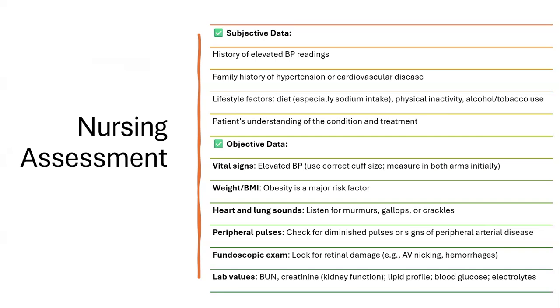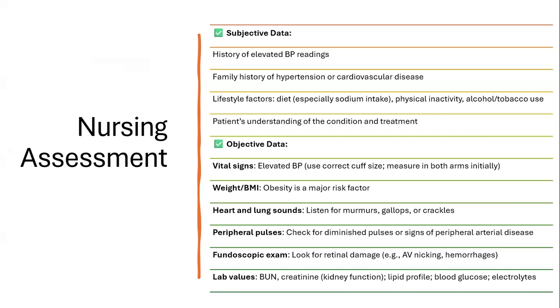Also look at the lab values that the physician has ordered before to see the kidney function, the lipid profile, the blood glucose, and also electrolytes. It is really important for you to understand the lab values because they show the extent of this disease going on in the patient's body. A focused and holistic assessment allows nurses to individualize the care, guide the patient education, and collaborate with the interprofessional team in developing effective care plans.